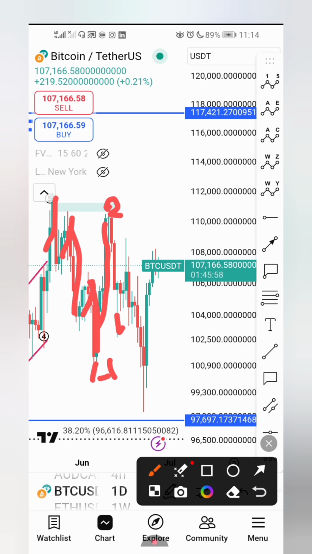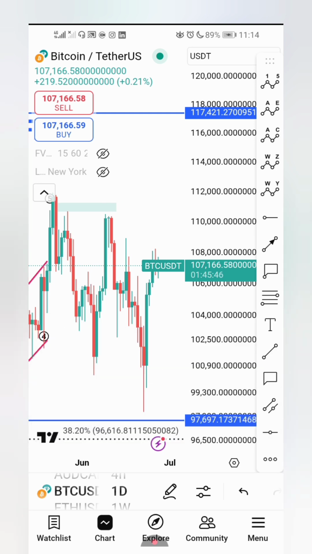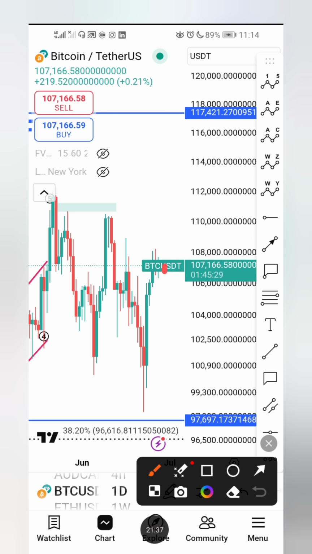But there is a possibility that instead of wave A, B, C, it's going to be, what do you call it, diagonal. That is WXYXZ. If you know about Elliott wave, you know about WXYXZ, which means that there's a possibility of this one coming down here, breaking this low again to this very place before buying.